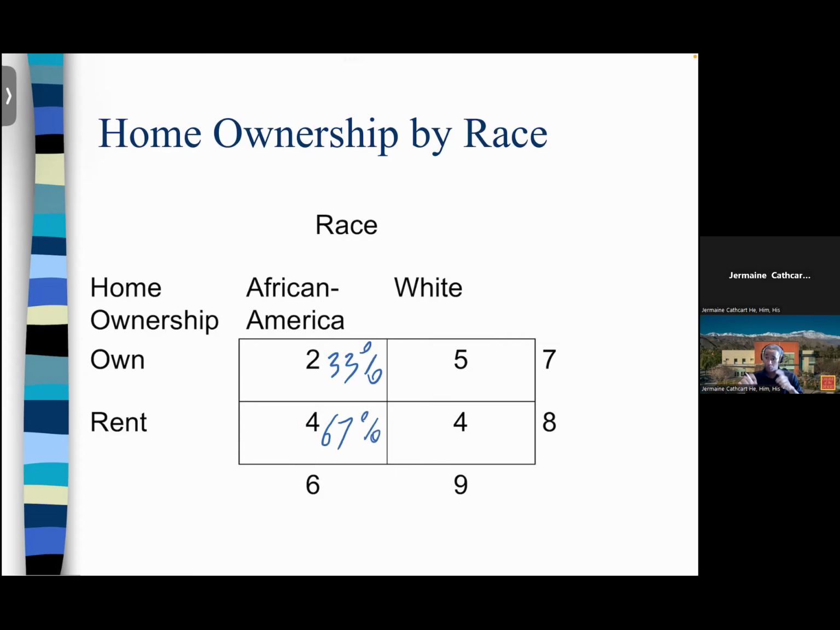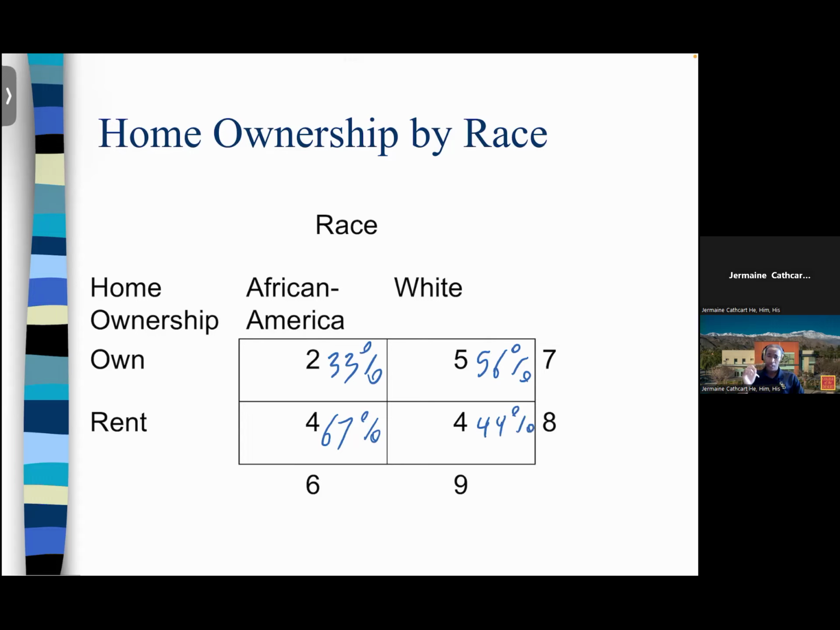Now, if I were to do that for white Americans, okay, I would have to do 5 divided by 9, right? So the cell 5 divided by 9. And I would get, if we're rounding, 56%. And then here, because I know it needs to add up to 100%, I would get 44%. I can also do 4 divided by 9 to check my work to confirm that it is 44%.